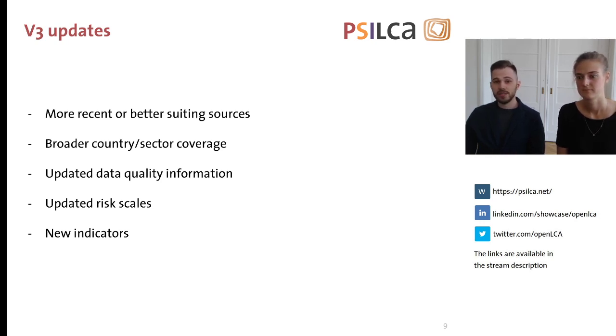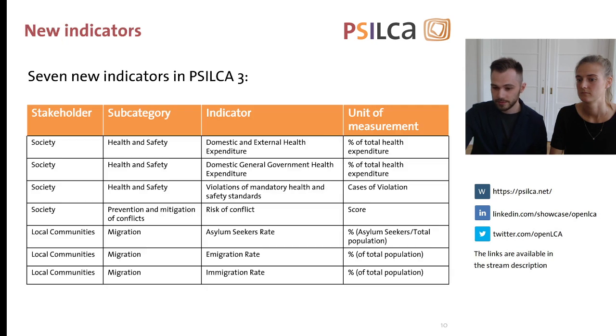So for that, we need to arrange a new risk scale in order to ensure that the risk levels are detailed properly. In addition to that, we have introduced 7 new indicators, but we're going to talk about it in detail in the next slides.